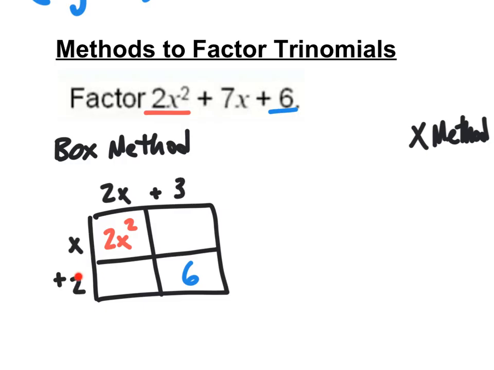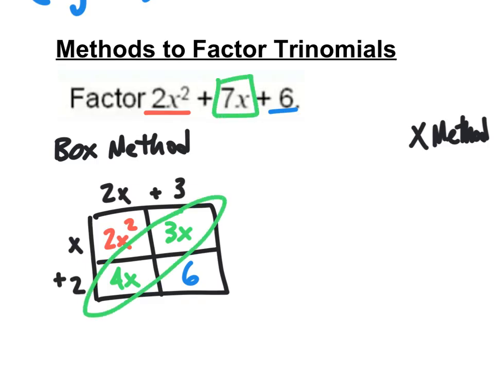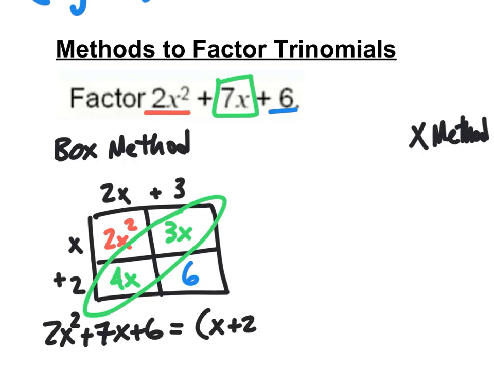The reason is because if I do 2 times 2x, that's going to give me 4x. And then if I do 3 times x, that's going to give me 3x. So when I add those together, 3x and 4x gives me 7x, and that's the verification that we need to do. So 2x squared plus 7x plus 6 is equivalent to x plus 2 times 2x plus 3. And if I wanted to verify that this is correct, I would just distribute and FOIL this out and multiply everything out.